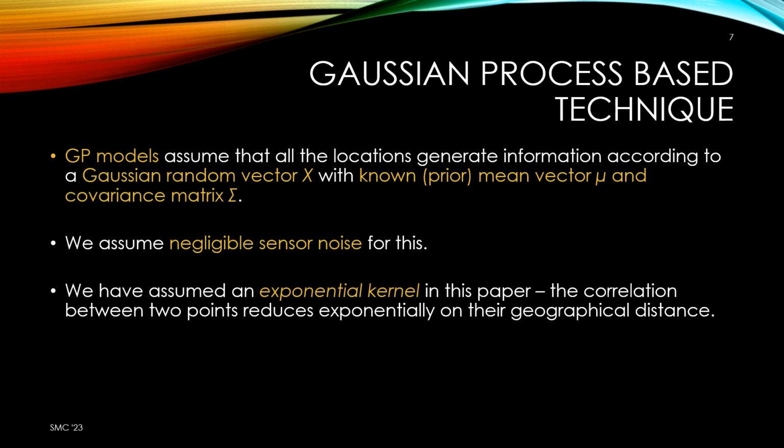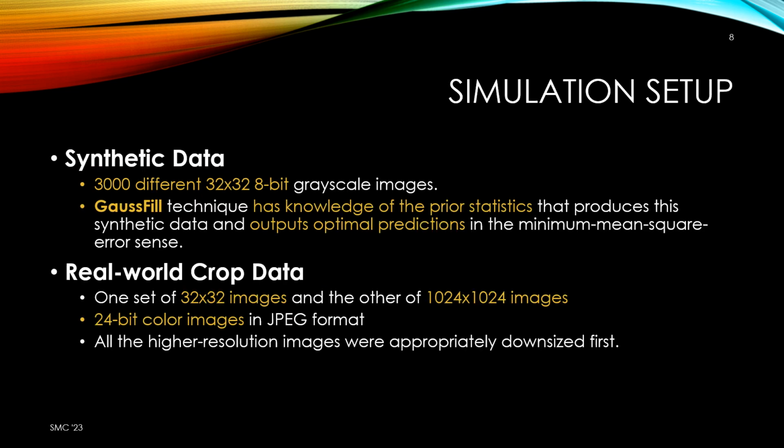Now we compare our approach with a Gaussian process-based technique, which is our main baseline. GP models assume that all the locations generate information according to a Gaussian random vector X, and the mean vector is known, the prior mean vector before any information has been collected, that is represented by mu, and the covariance matrix is there, which is sigma. We assume that the robot has negligible sensor noise for this particular work. We have assumed an exponential kernel available in the GP for this paper. That means that the correlation between 2 points reduces exponentially with their geographical distance. So the more the distance, the lesser the correlation will be between 2 locations in the environment.